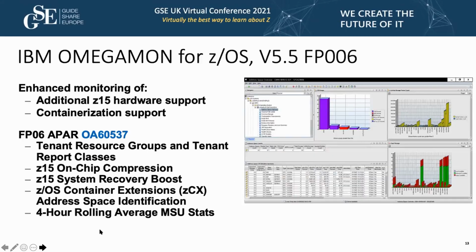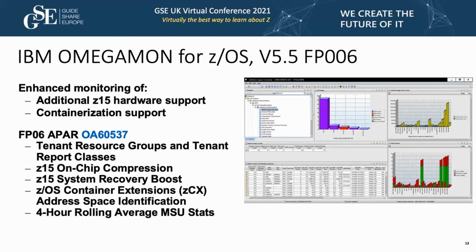So moving ahead to OMEGAMON for z/OS, version 5.5 and FixPack 6. In general, this covers some additional z15 hardware support and support for containers that are running on zCX. The specific APAR is OA60537. And it covers a number of things.